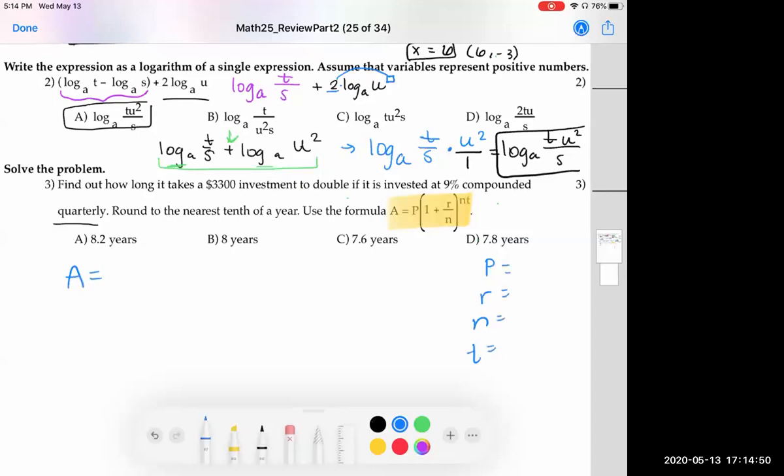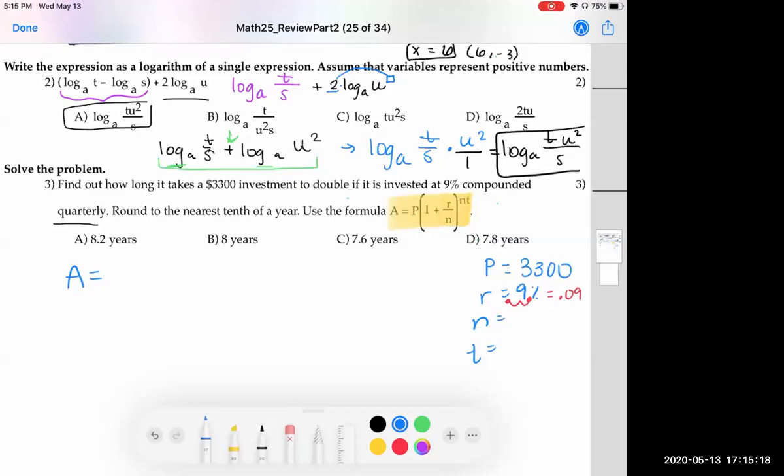All right, P is your starting amount, your principal. We're starting with $3,300. And then R, our rate, is 9%. Remember to change your decimal over. So our decimal point here, we have to move it to the left twice. 1, 2, we're here. So that we have 0.09.